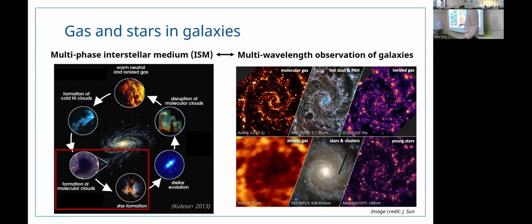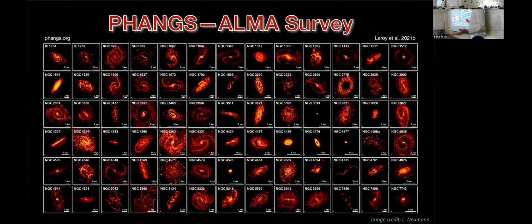In the presentation, you may see a few images like this, which show the molecular gas observations in different galaxies. One of the data sets I will be using is the PHANGS-ALMA survey. The PHANGS-ALMA survey is currently the largest high-resolution molecular gas survey across nearby galaxies. Here you are seeing about 100 nearby galaxies, and you can see detailed variation of molecular gas within them. These galaxies cover a wide range of morphological environments as well.